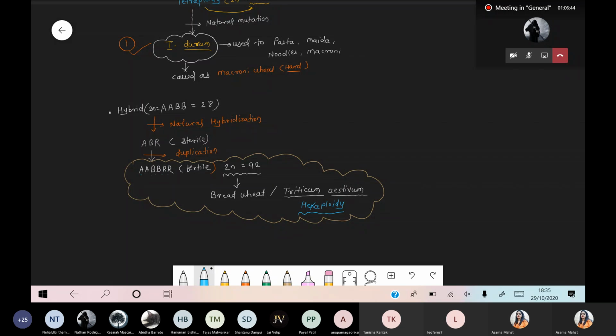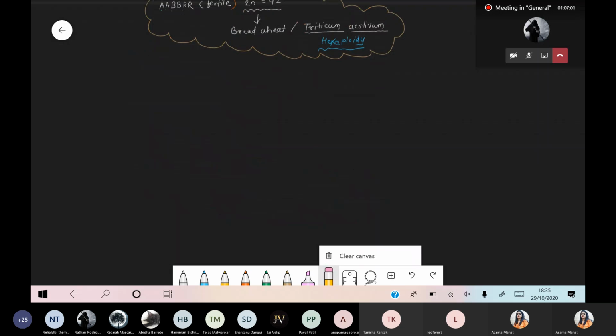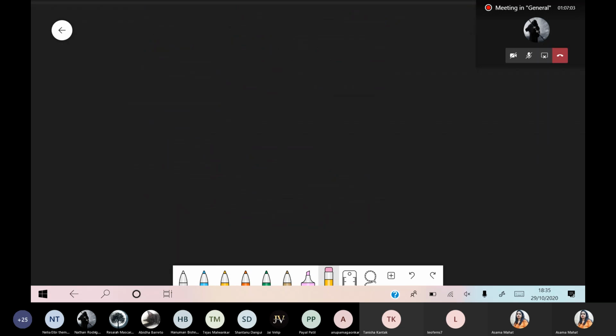Artificial polyploidy. Okay, chalo. So there is one question from artificial polyploidy. Again, we are taking one variety that is triticale, which is a combination of rye and wheat variety. So after the natural, we are talking about the second step, artificial polyploidy.